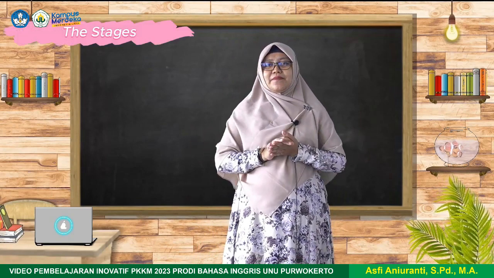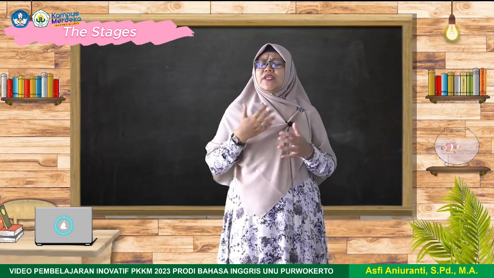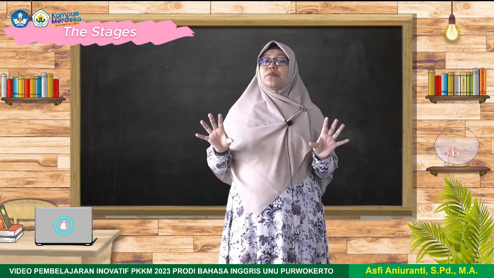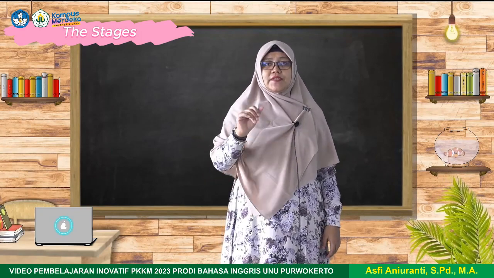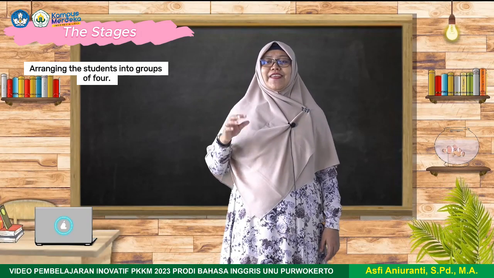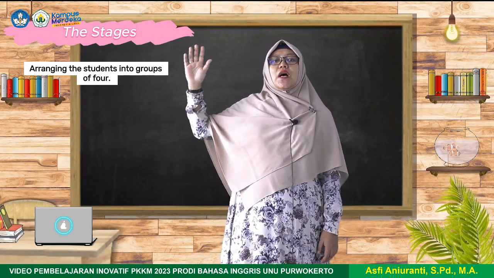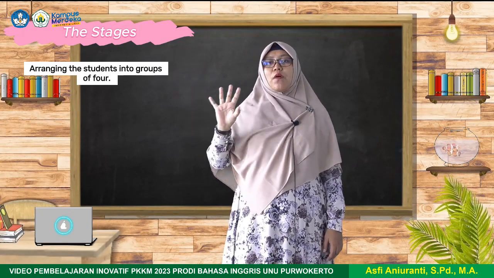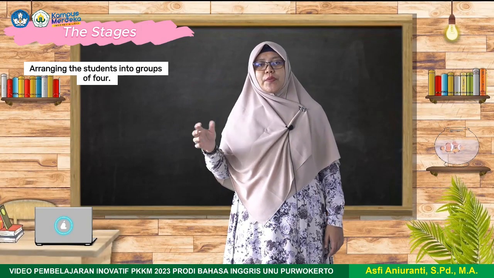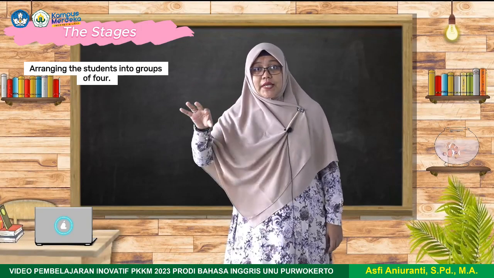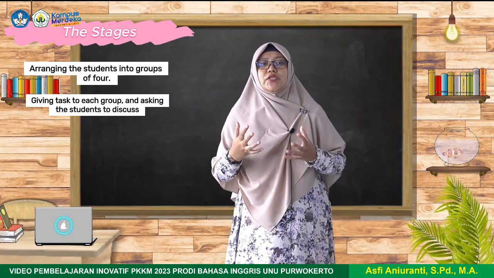The stages. There are 6 different stages that we need to do when we want to implement or use Two Stay Two Stray. The first, of course, will be similar to the other techniques in cooperative learning. The first, the students are arranged in groups of 4, right? So the teacher needs to make a group consisting of 4 students in each group. Then after that, the teacher gives tasks to each group.